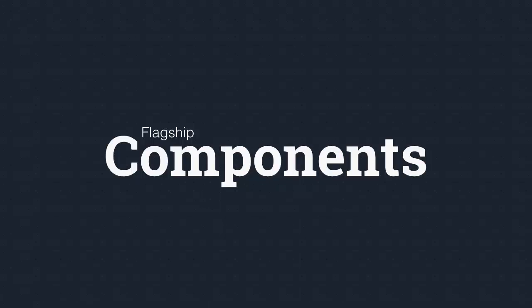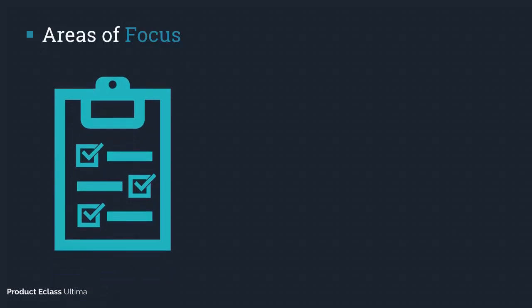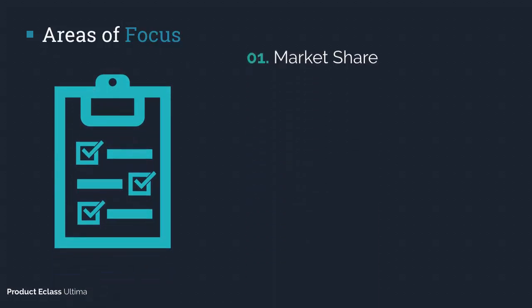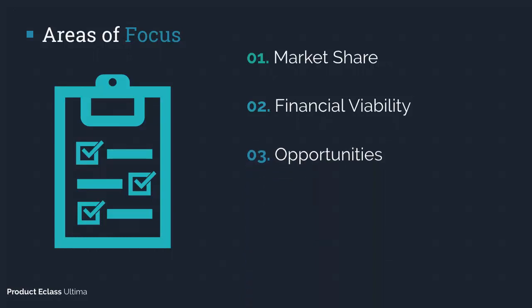Here's some of the components that make up the flagship products. So these are the areas of focus for you. The first thing you're going to focus on is market share. Second thing is financial viability. The third thing is opportunities. The fourth is the trend. And fifth is celebrity. We're going to break down each of those 5 here individually.